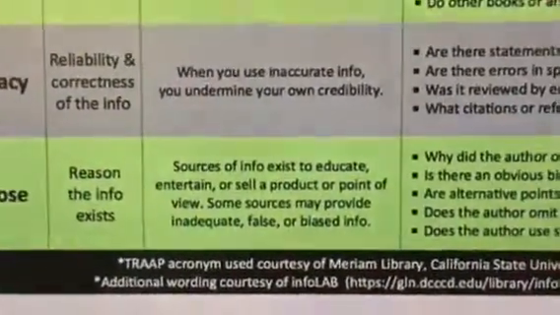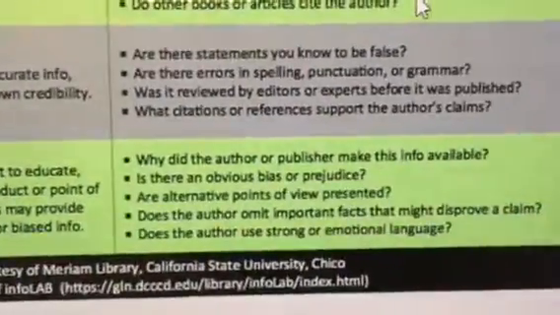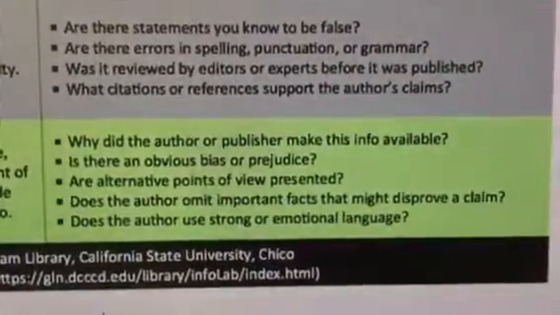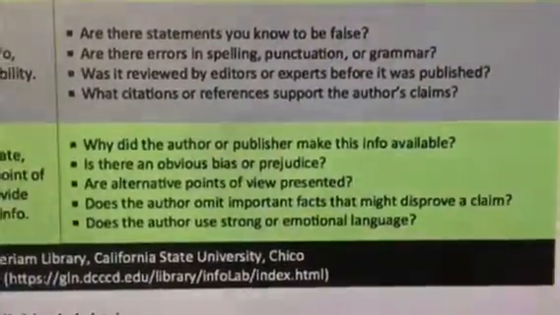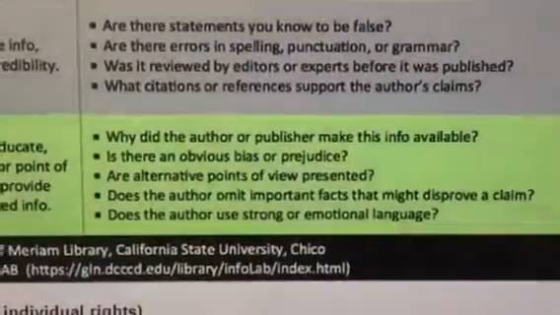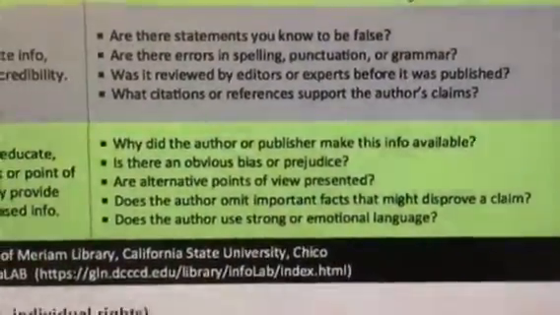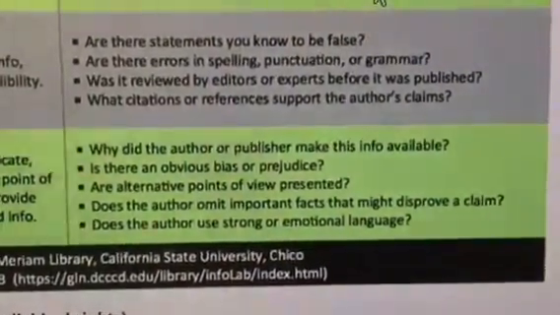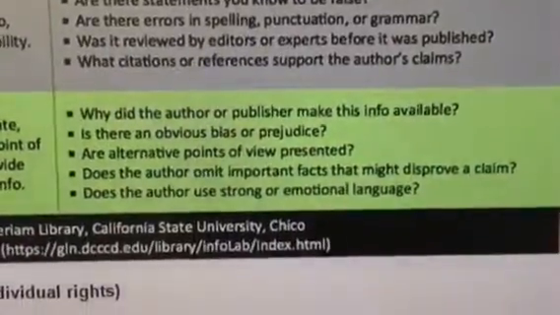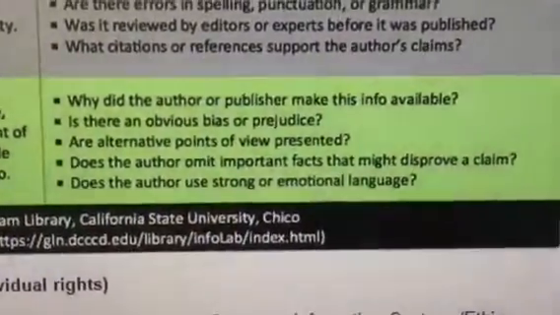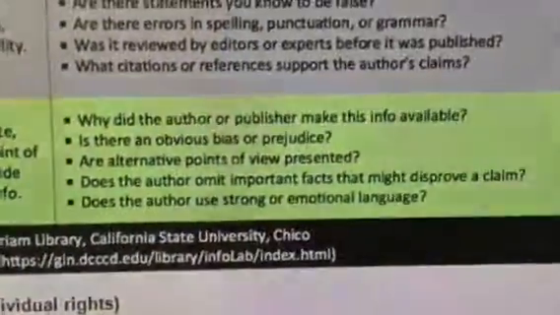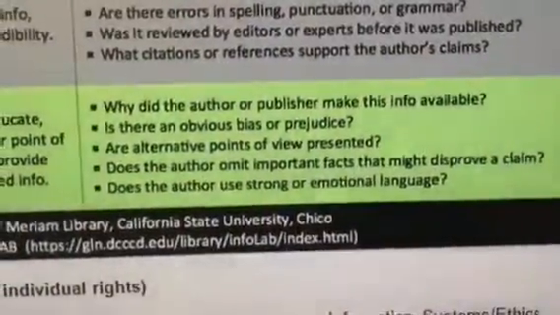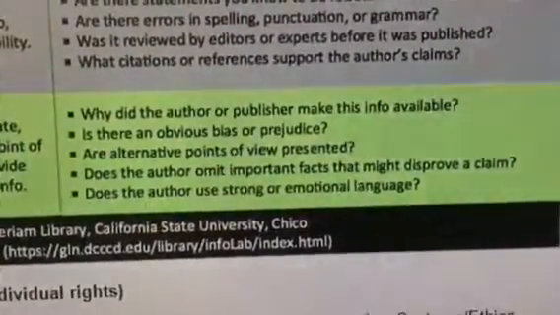The purpose, why does this exist? Why did the author or publisher make this information available? Is there an obvious bias or prejudice? That one is becoming easier and easier to spot. People are so one-sided that you know that it hasn't actually looked at both sides, doesn't give you opposite points of view, doesn't try and argue against possibly a differing opinion. If they actually have alternative points of view presented, but tell you why they maybe don't believe that, anyway, that shows that they've at least considered the alternatives of the other side.